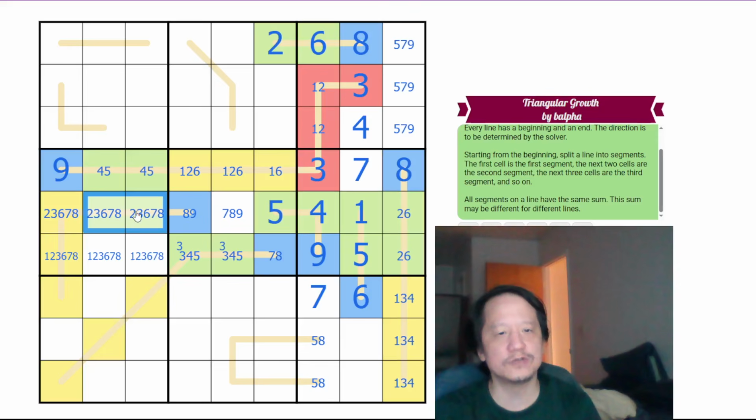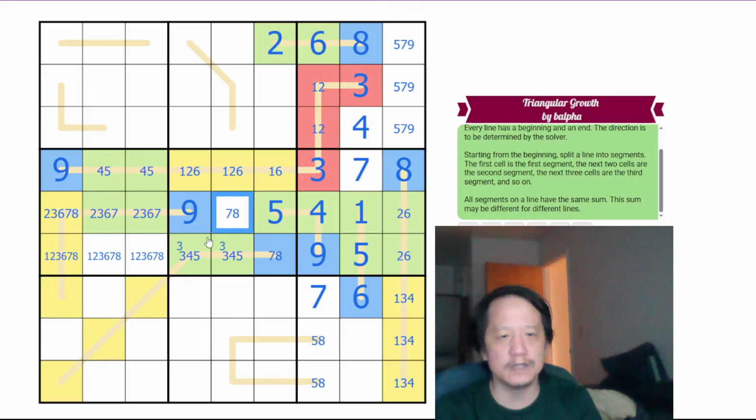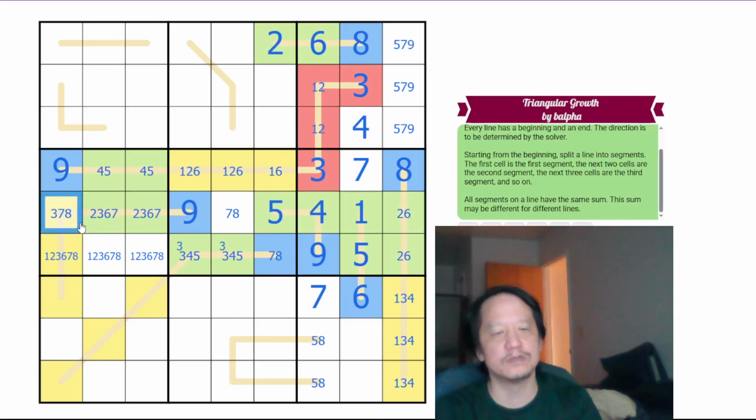Can this be 8? Well, yes, if it's 2, 6, but that would eliminate all possibilities for that cell there. So this can't be 8, which means this is 9. So 9 is a sum of either 2 and 7 or 3 and 6. 9 eliminates 9 in the rest of the box. So we're guaranteed this is either 2, 7 or 3, 6, which means we have a 2 or 6 there guaranteed. That eliminates 2 and 6 in the rest of the row.